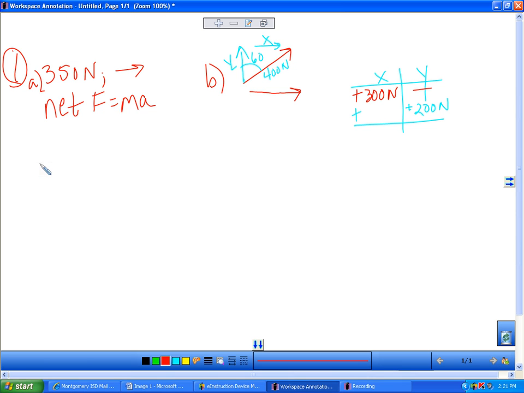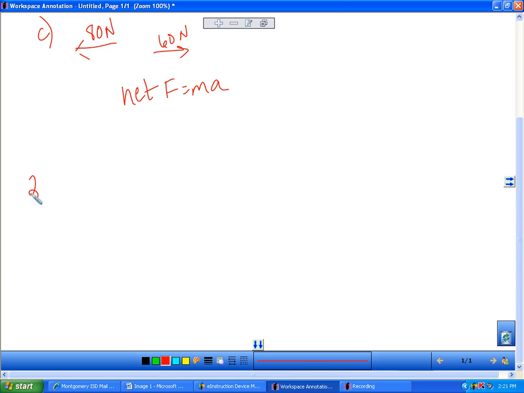And then you should see that on box C it looks like you have a tug-of-war going on. You have 80 newtons to the left, and then you have 60 newtons to the right. So it looks like the left force is going to win, and then once you know how big the left force is, you can do net F equals ma and finish out the problem. Okay, let's move on to 2.